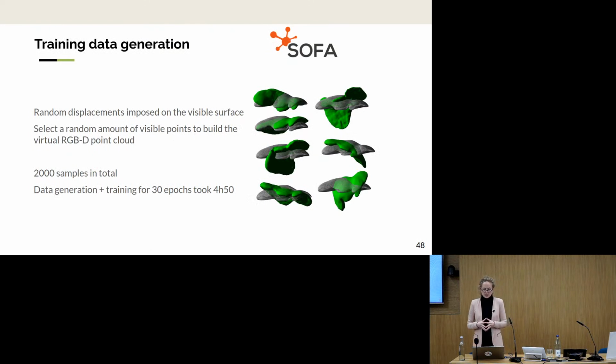To generate our data, we imposed random displacements on the visible surface of the liver, and we selected a random amount of visible points in order to mimic the virtual RGBD point cloud. In total, we generated 2,000 samples, and the data generation and the training of the network took less than 5 hours, which is clinically acceptable because it can take place between the moment where the preoperative CT scan was acquired and the moment where the surgery starts.